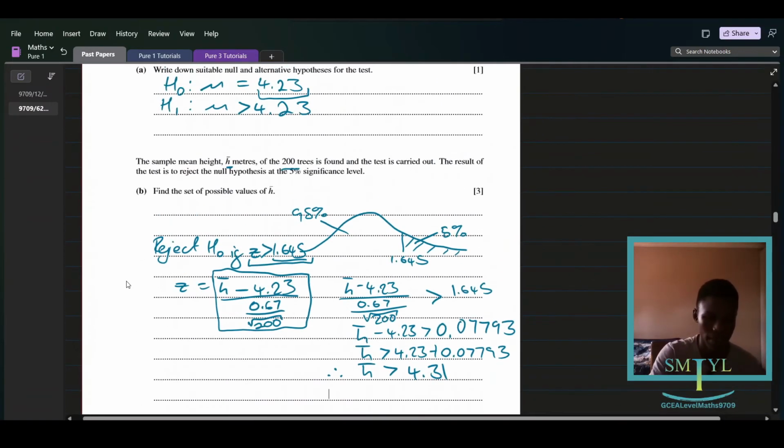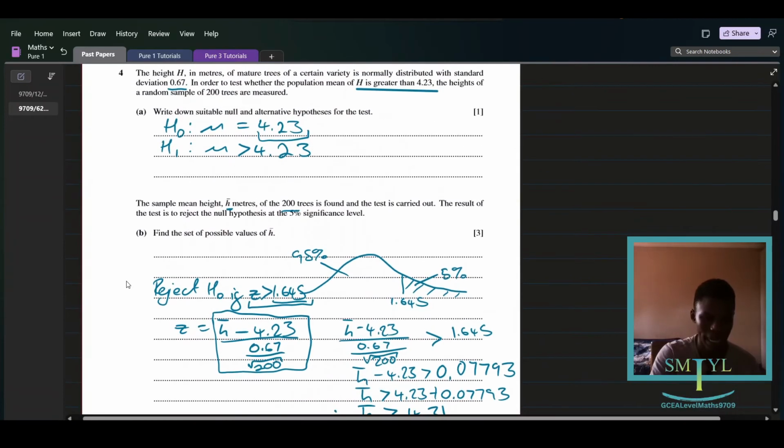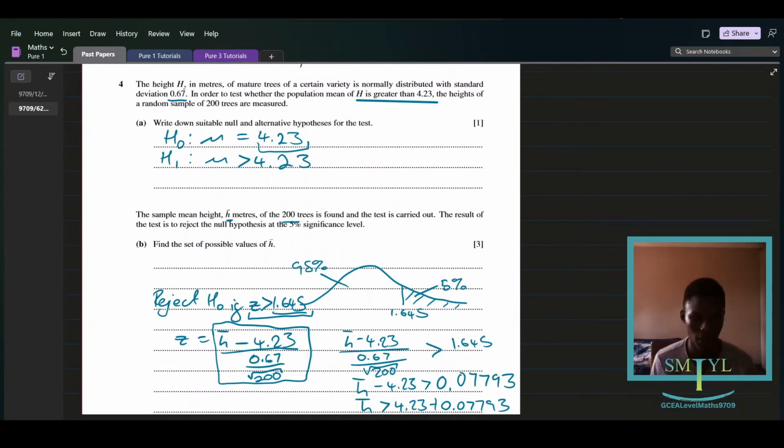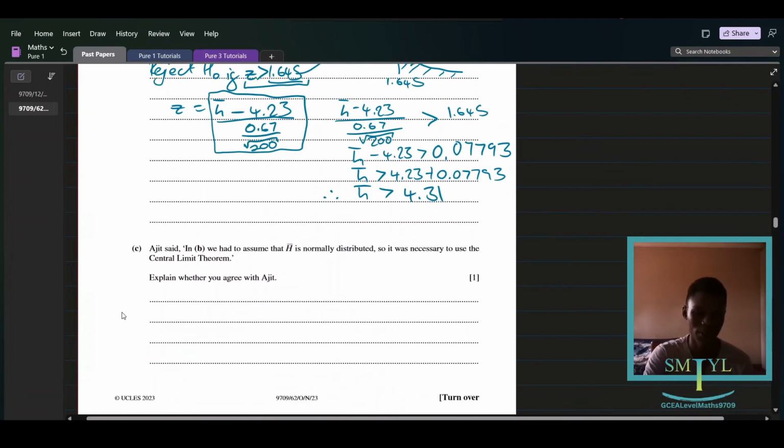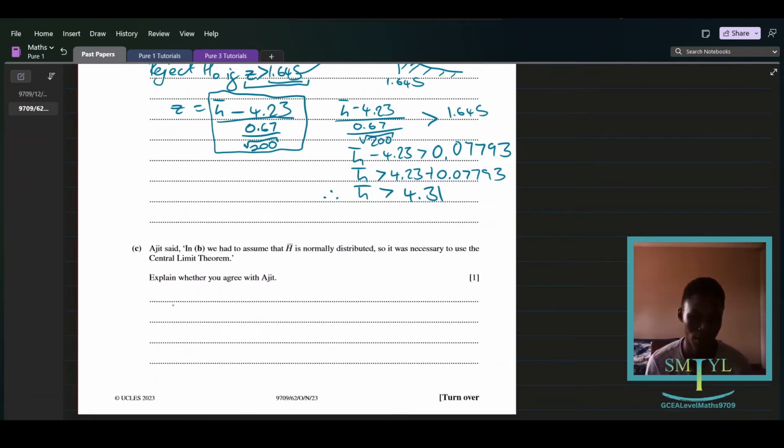Okay, so in part B, we used a sample mean, and our sample mean was based off of our population, H, which is normally distributed. And we know that if our population is normally distributed, then the sample mean is also normally distributed, which means that there is no need for us to use CLT since our sample mean is already normally distributed. As a result, we do not agree with Ajit. Therefore, we can conclude that no, we do not agree with Ajit.